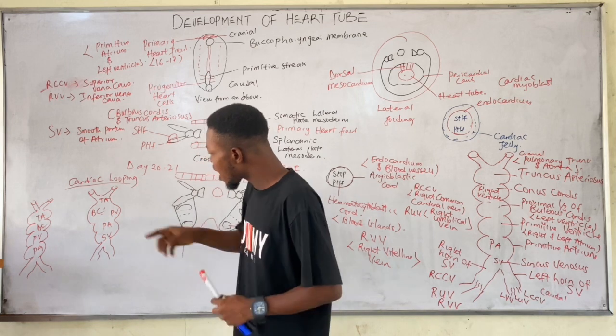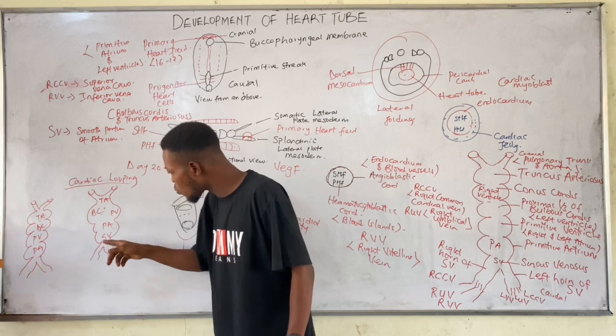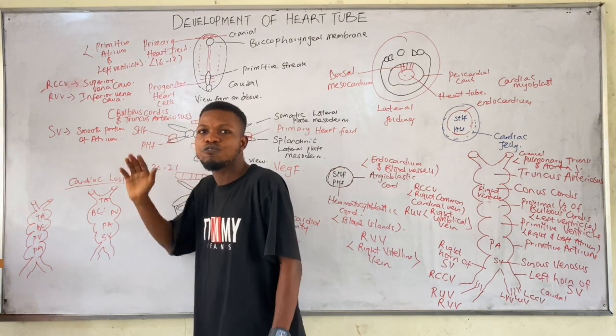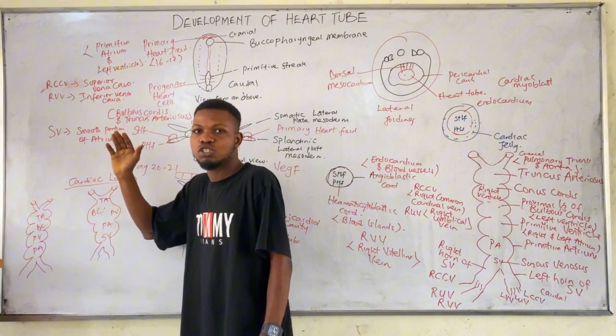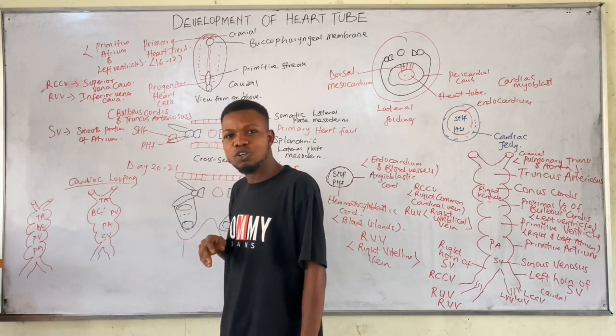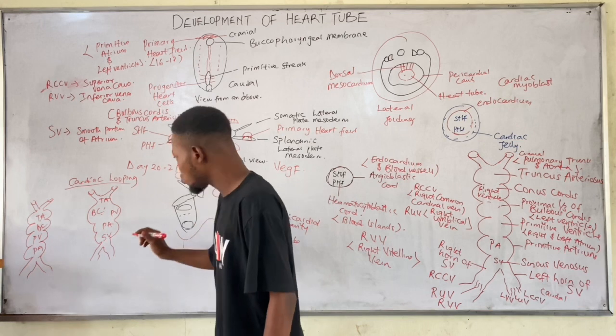Then, if you notice, as the truncus arteriosus and bulbus cordis are shifting caudally to the right, what happens to the primitive ventricle? The primitive ventricle begins to move forward. It begins to move upward to the left. Are you getting my point now? So that is how cardiac looping occurs. At the end of cardiac looping, we already have the heart tube to be like this.